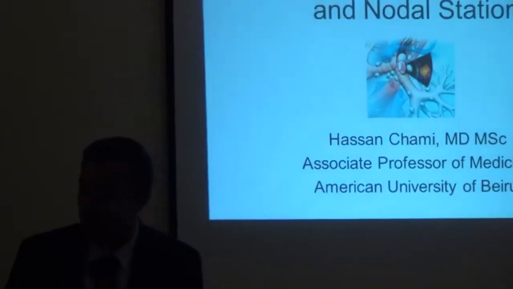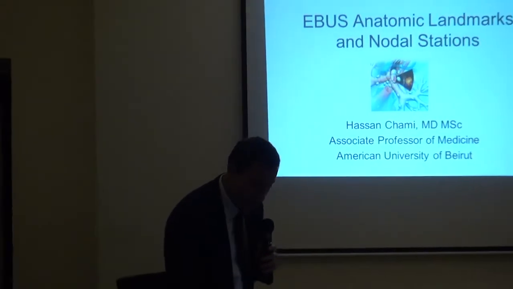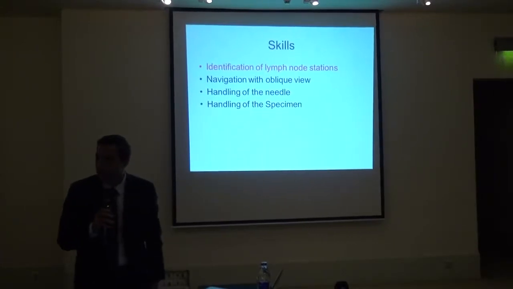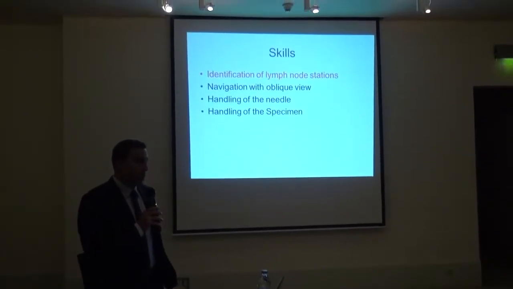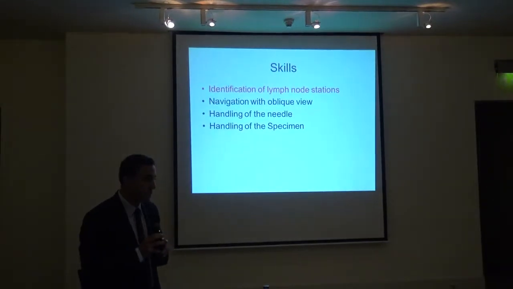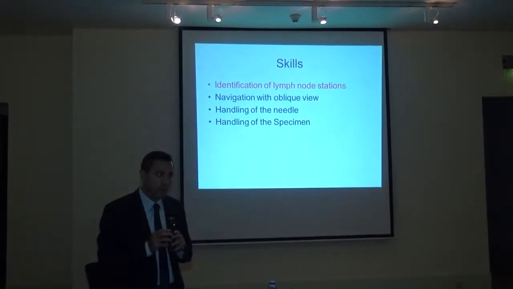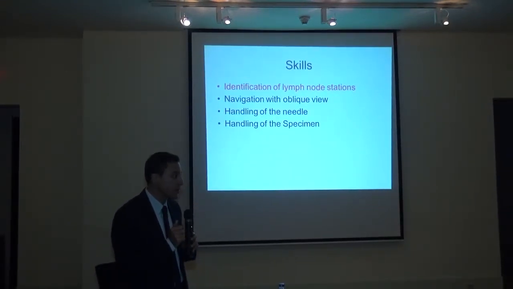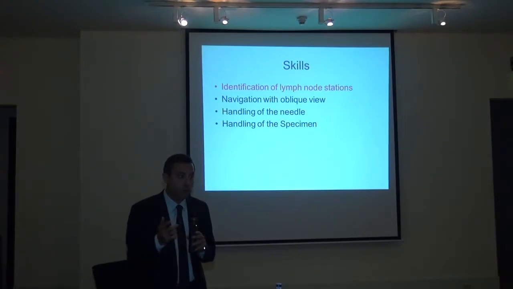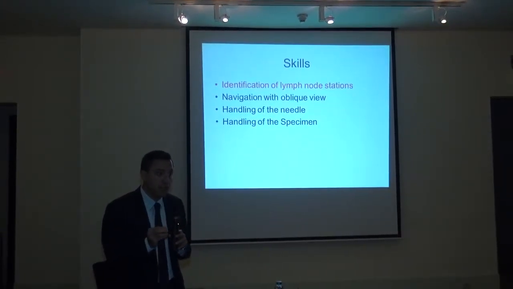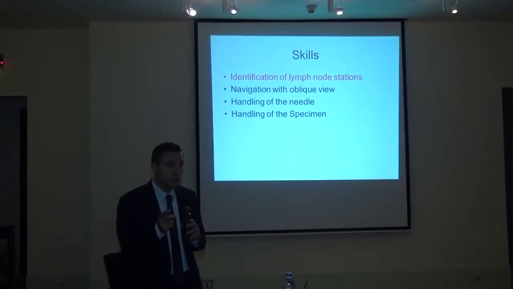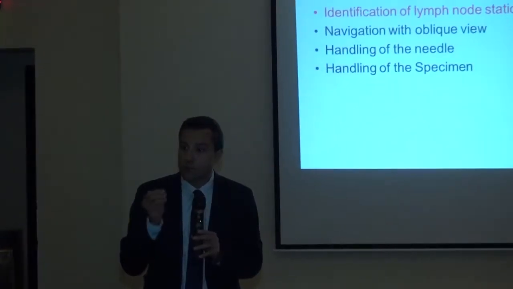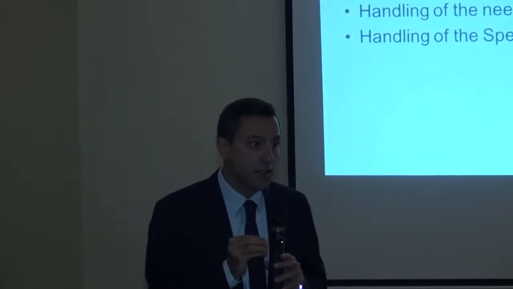And thank you for making my job so much easier by thoroughly reviewing the anatomic landmarks for the classification of mediastinal lymph nodes. Among the skills needed to do EBUS, one of the most important is to identify the lymph node stations. First, to be able to go where you want to do your biopsy and correlate it with the CT instead of looking for all the stations. And number two, to provide accurate staging.